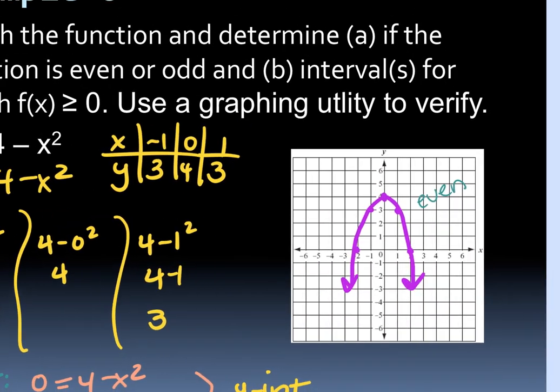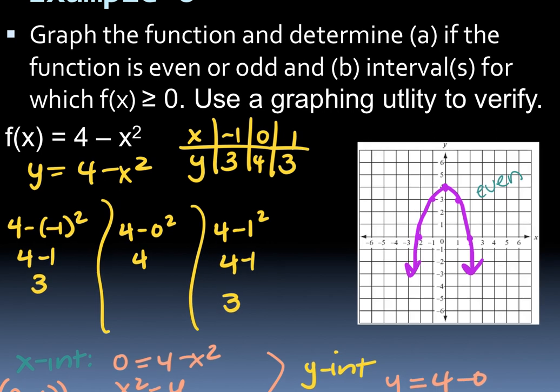And then the second part says, find the intervals for which f of x is greater than or equal to 0. What does that mean? What does f of x greater than or equal to 0 mean? What does f of x represent? Y. So if I said, where is y greater than or equal to 0?